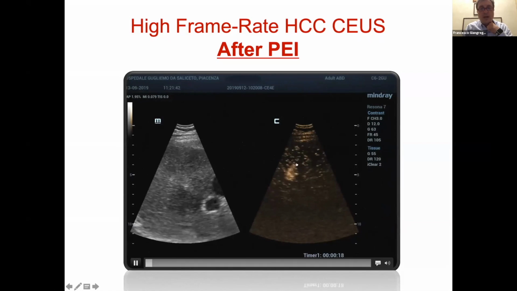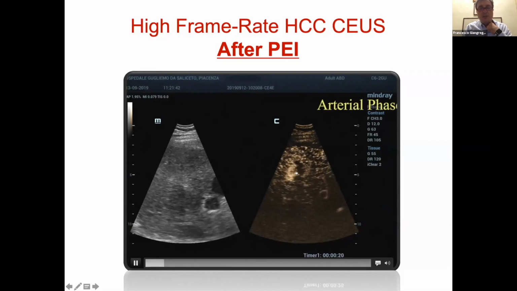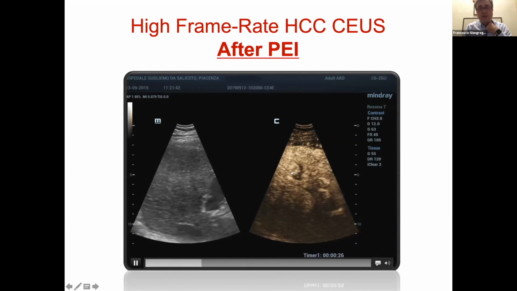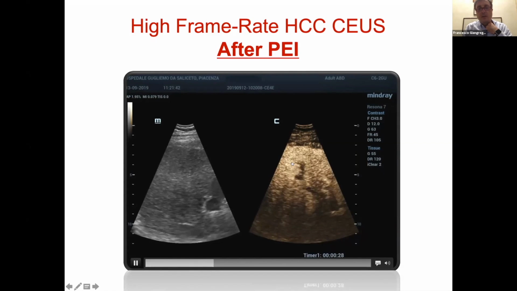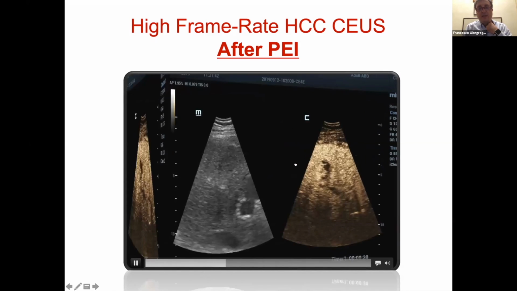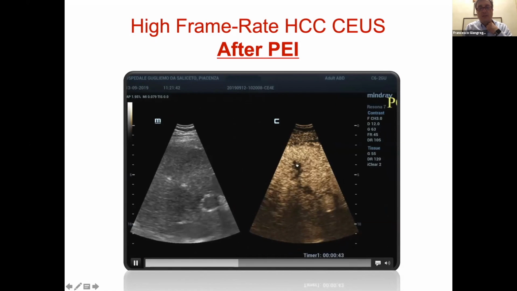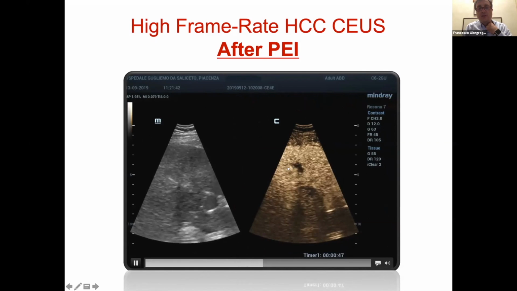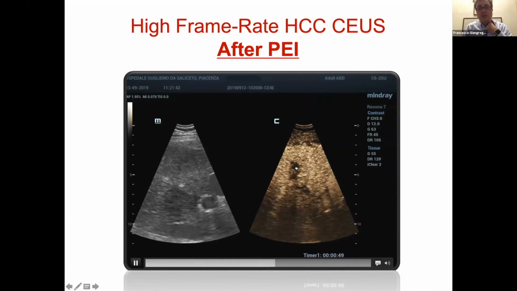With high frame rate contrast enhanced CEUS, you clearly see that the arteriovenous shunt is alive, if I can say, is active, while the nodule near this shunt is efficiently treated.